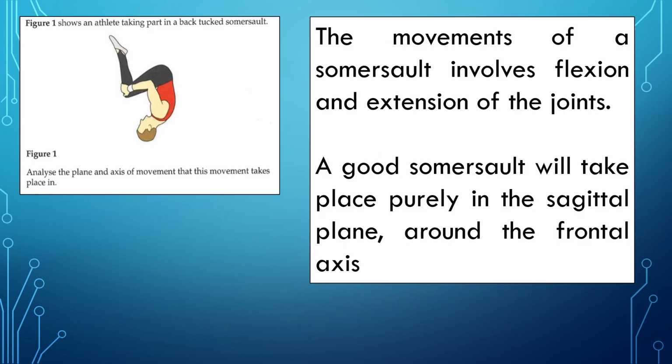Okay, so well done if you said the following. So the movements of a somersault involves flexion and extension of joints. There's your first mark. A good somersault will take place purely in the sagittal plane around the frontal axis. So they're your 3 marks. Now this is quite key for later on. Remember that a good somersault will only take place in the sagittal plane. Okay, a perfect somersault. If you fell over to the side slightly, then we're not performing a perfect somersault. We're not staying in the sagittal plane. Okay. To stay in the sagittal plane would produce a perfect back or forwards somersault.